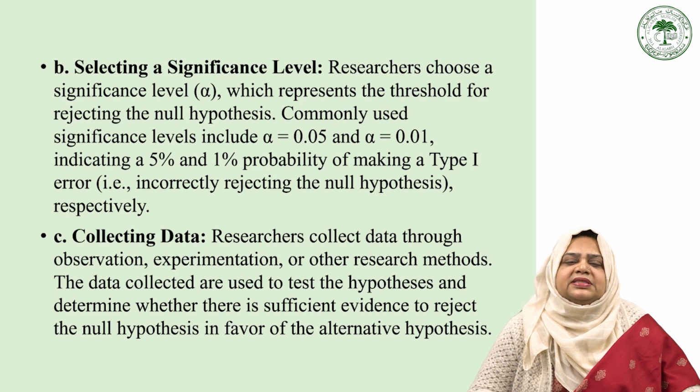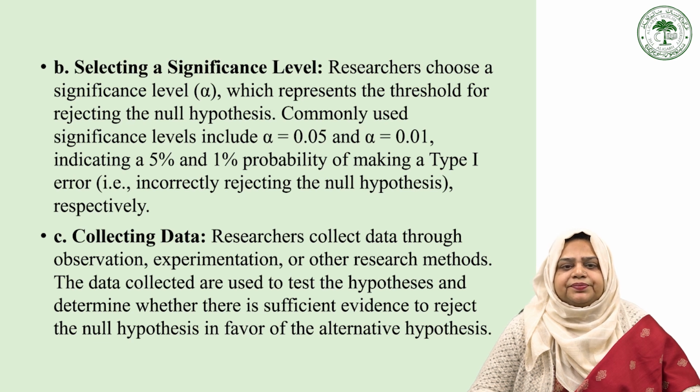Next step is selecting a significance level. When scientists conduct research, they must choose a significance level denoted by the Greek letter alpha. This level determines when they can reject the null hypothesis. The two most commonly used significance levels are 0.05 and 0.01, which correspond to a 5% and 1% chance, respectively, of mistakenly rejecting the null hypothesis.